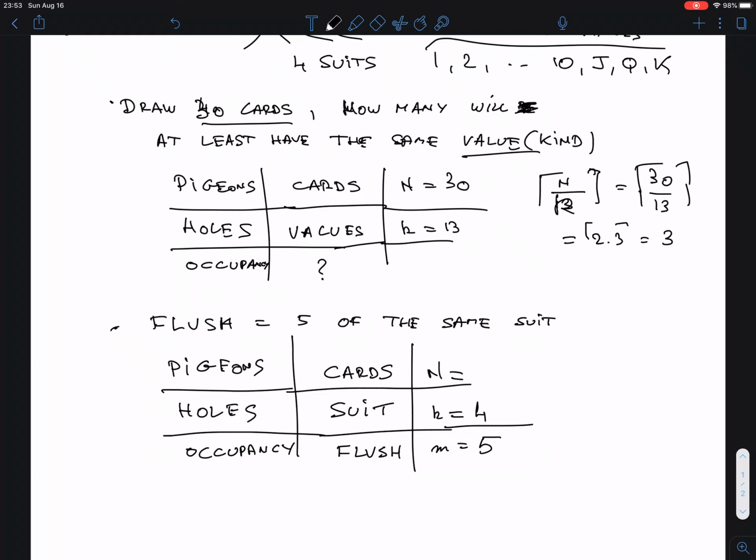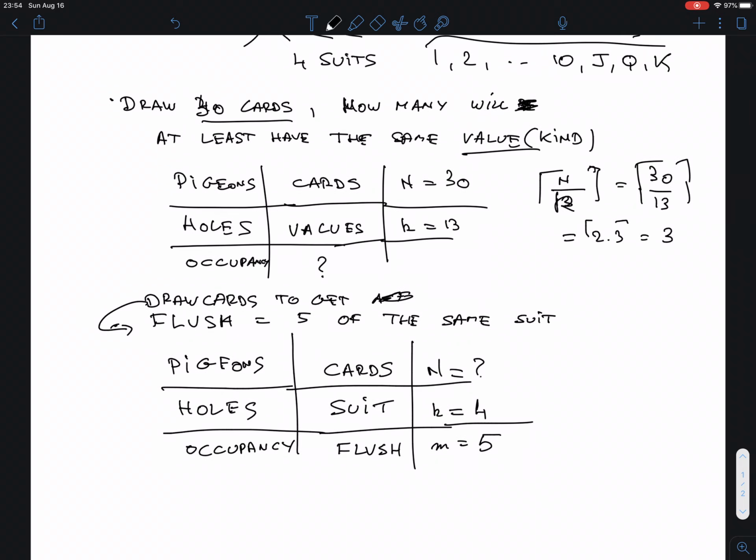No, I am not taking all cards in the deck. I'm drawing. So I draw n cards to get this flush. In other words, I don't know n yet. That's the question I'm looking for. So now what I'm looking for is the formula for n.